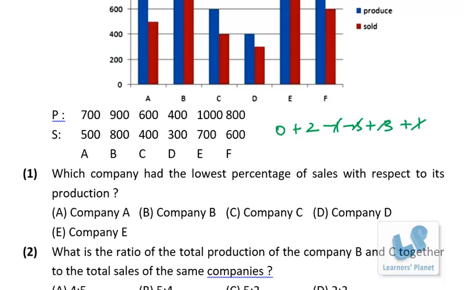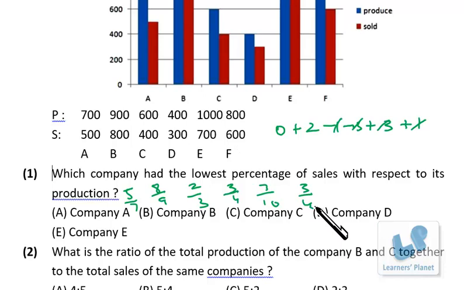Which company had the lowest percentage of sales with respect to its production? So sales this data and production this data. So we just have to calculate the value of ratio of sales and production, right? So for company A, it is 5 by 7. So just write 5 by 7, 8 by 9, 4 by 6, that is 2 by 3, then 3 by 4, 7 by 10, and 6 by 8, that is 3 by 4.